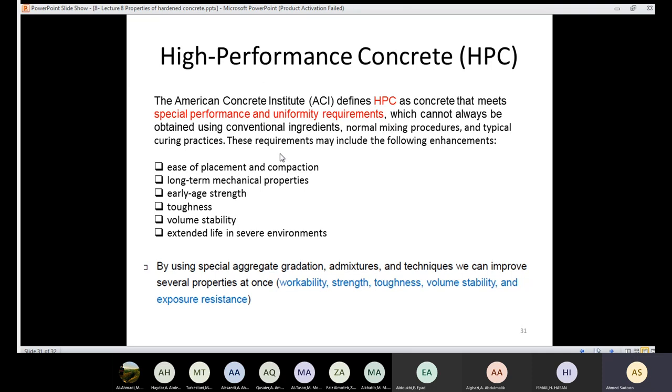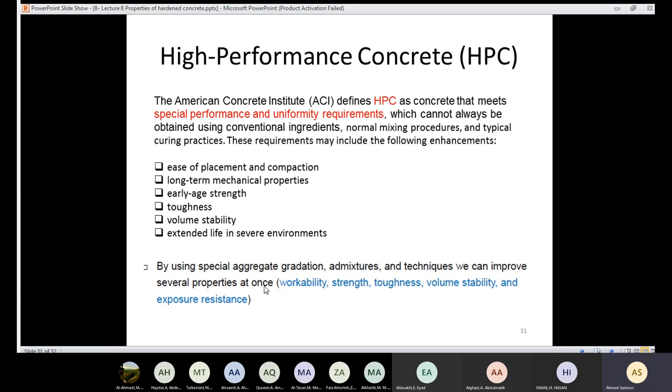This one has more than one requirement. So one of these requirements is that you should have ease of placement and compaction. This one is similar to the properties of the self-consolidated concrete, and it should also have long-term mechanical properties, early age strengths, good toughness, volume stability, and should extend its life in several environments. So in order to achieve the high performance concrete, we are going to use special aggregate gradation, special admixtures, and techniques so that we can improve several properties at once.